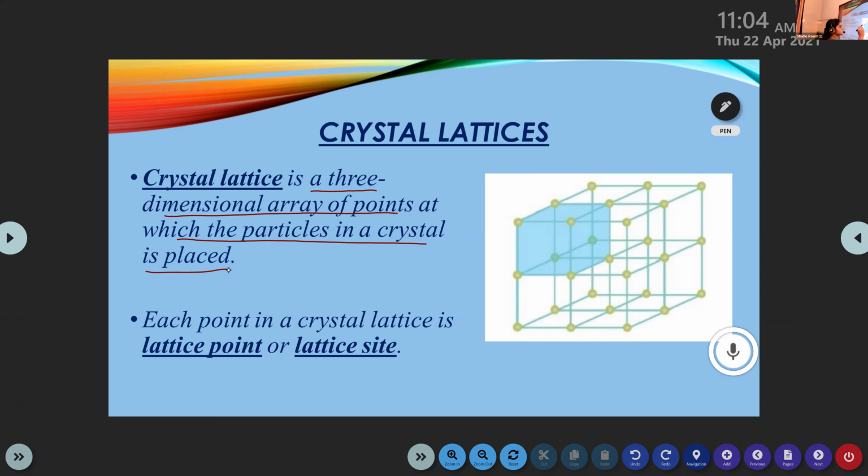And you can see there are certain points like this in yellow color, right? This is known as the lattice point or lattice site. Each point in a crystal lattice is called a lattice point or lattice site. So the crystal lattice is the three-dimensional array of points at which the particles in a crystal are placed.